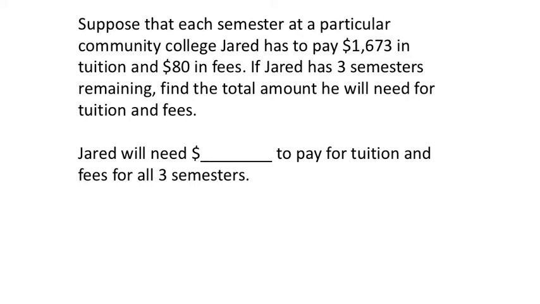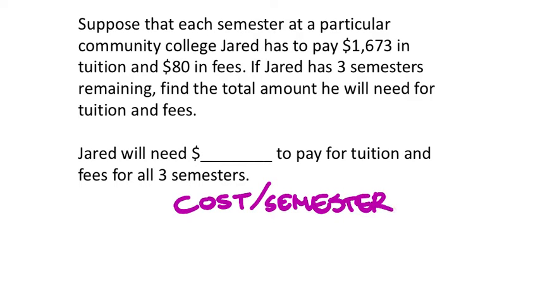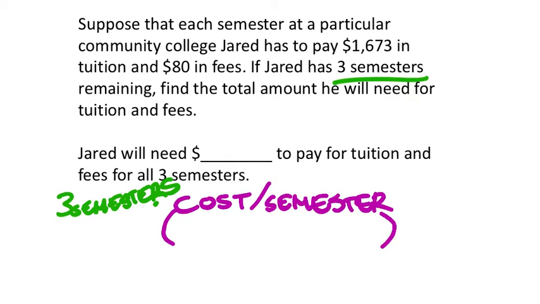So for this one, we see, just looking at the costs. Now, when I look at cost here, I'm looking at cost per semester. Well, why am I looking at the cost per semester? Because it said specifically that Jared has 3 semesters. So whatever I find for the cost of the semester, I'm going to have to multiply that by, well, 3 semesters. Okay?